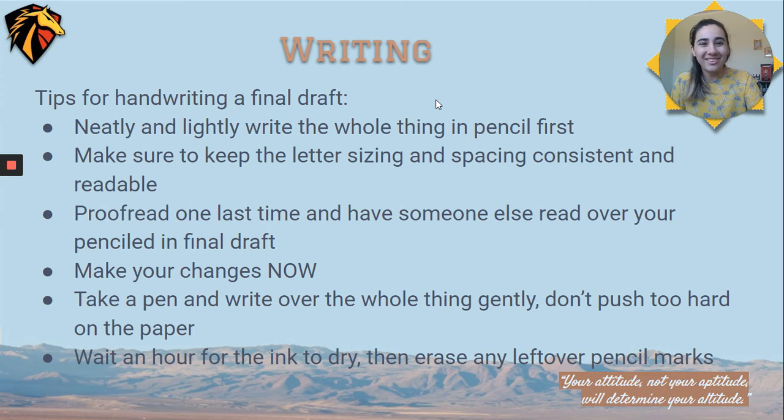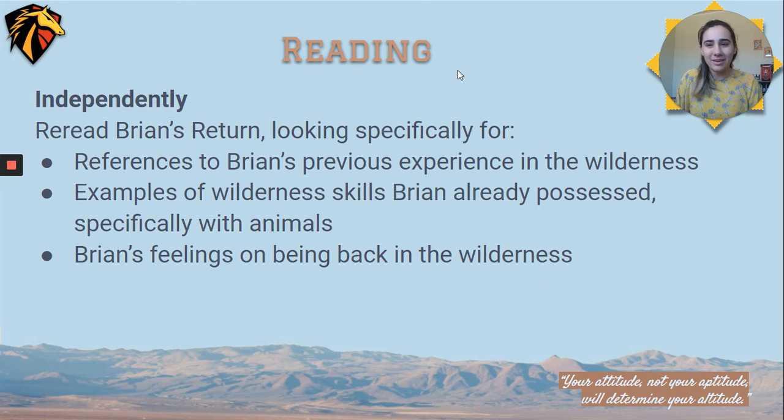Maybe when your ink is drying, you can come back to this video and we'll talk about the next question for Brian's Return. So independently, you need to reread Brian's Return and annotate the text using a highlighter or a pen or pencil, and look specifically for references to Brian's previous experience in the wilderness, specifically with animals. If you find examples of wilderness skills that Brian already possessed, especially when it relates to the animals he interacts with, you need to highlight or annotate those.